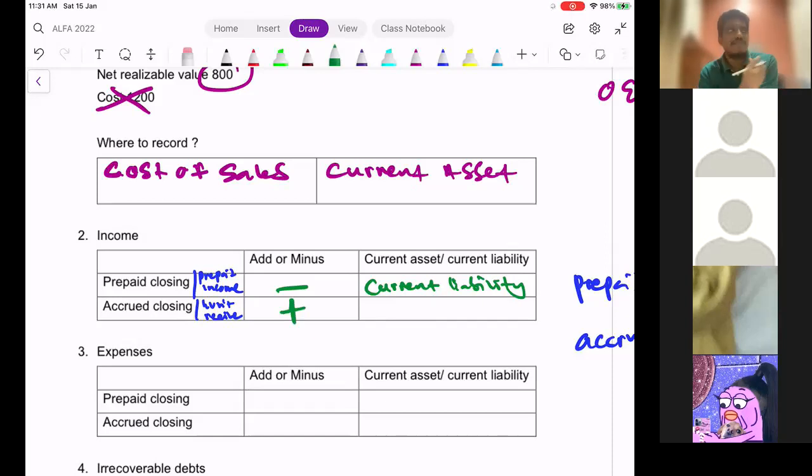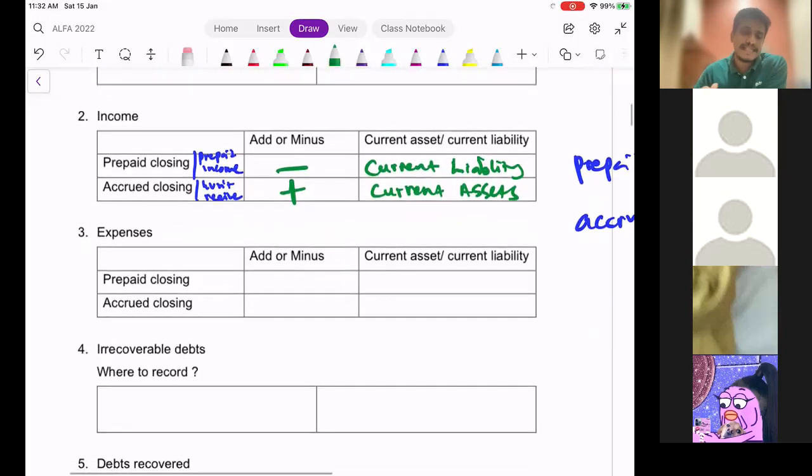And then if I'm supposed to receive from the guy, but I haven't received, so that guy owes me. If that guy owes me, it's my current asset. Can you remember all this? You must remember all this, because after this, we're going to use this in a lot of chapters.